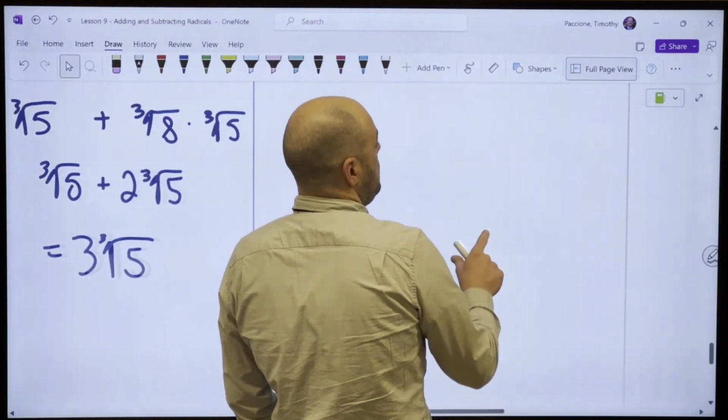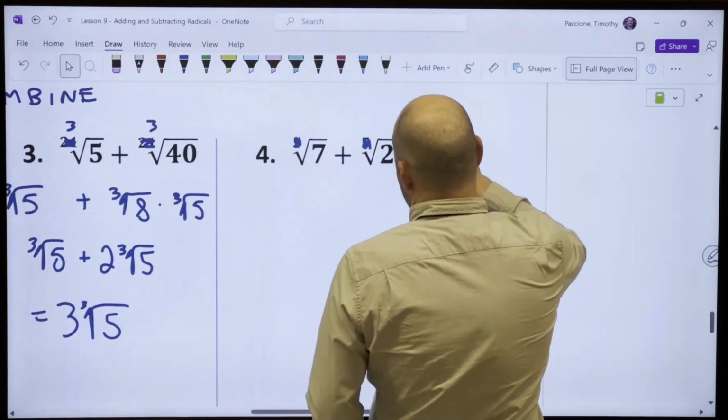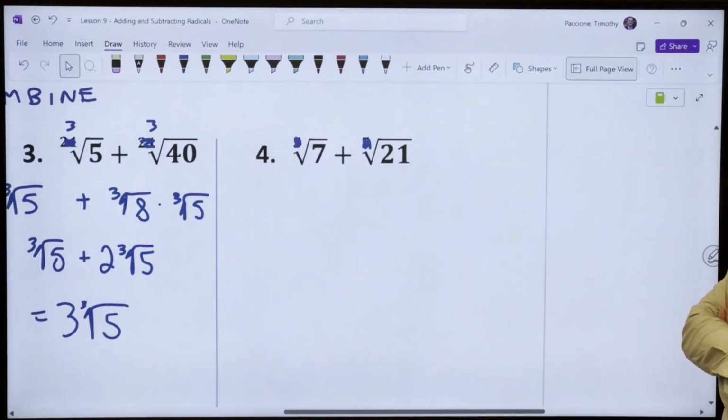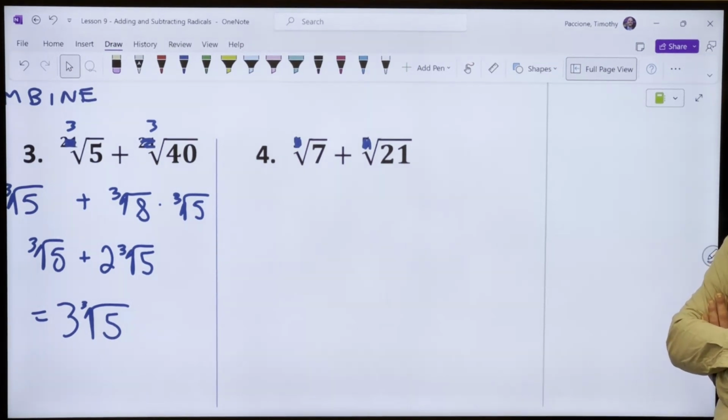And then this one, well, can I simplify either of these at all? No. So there's nothing you can do. It is what it is.